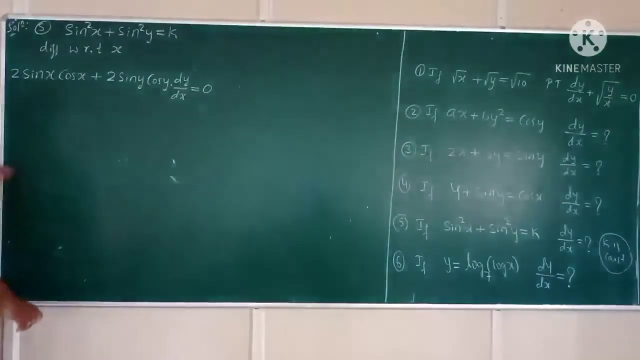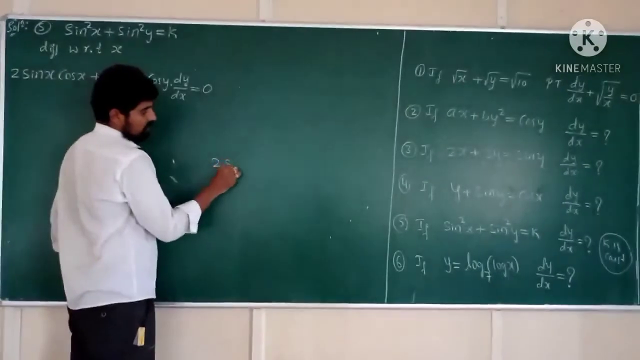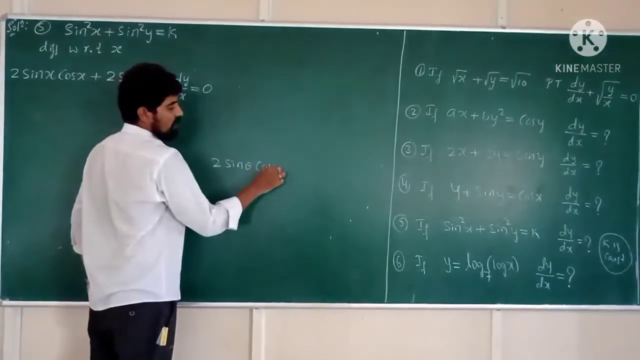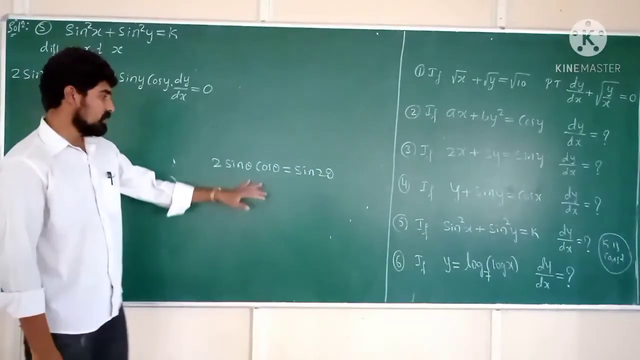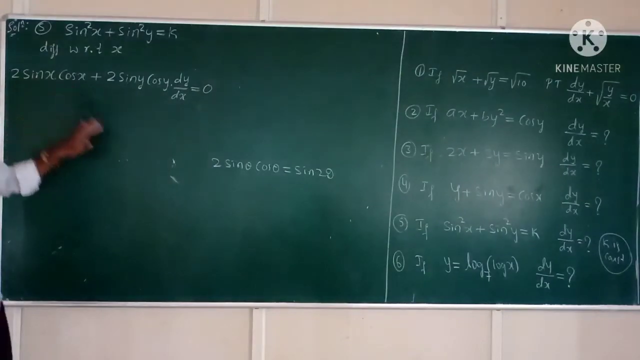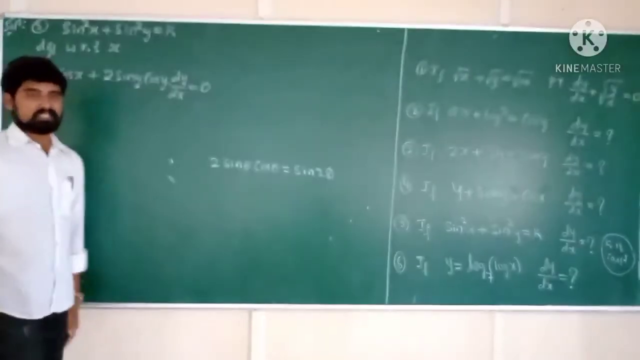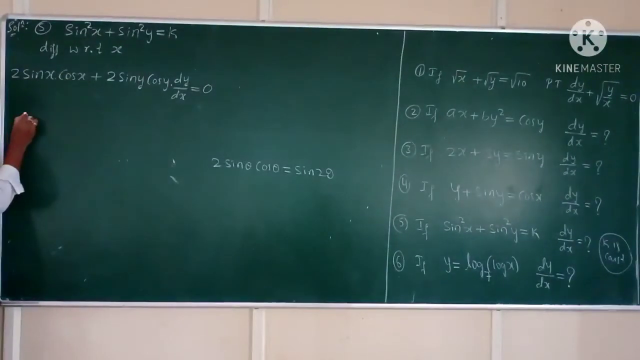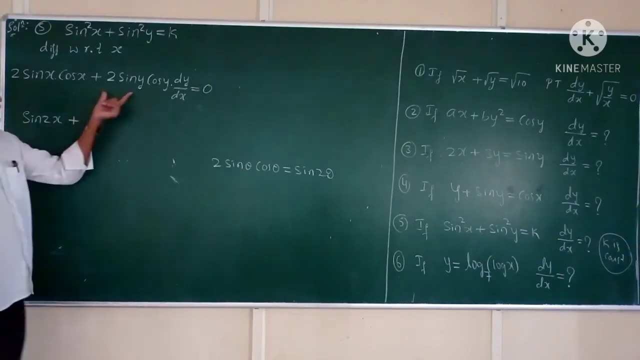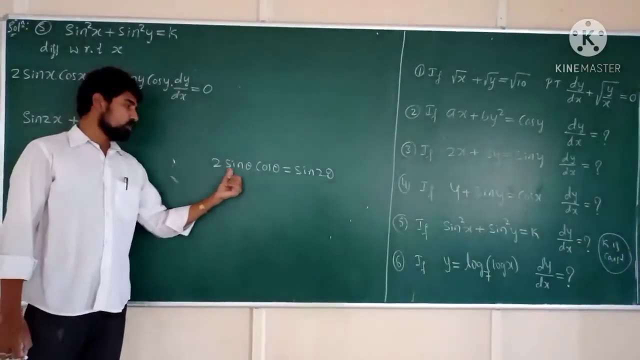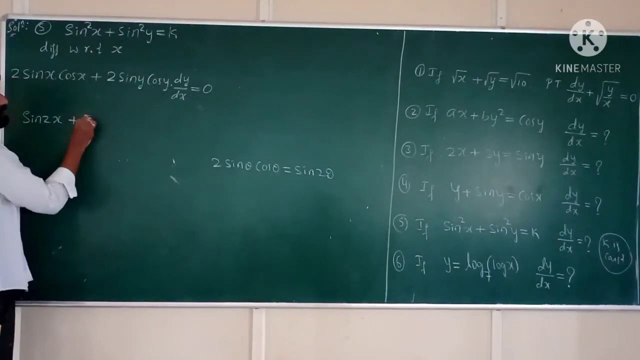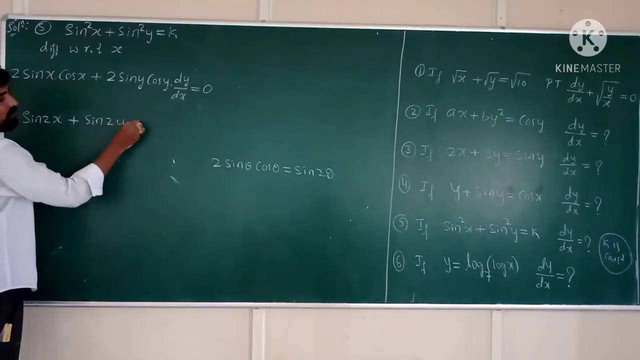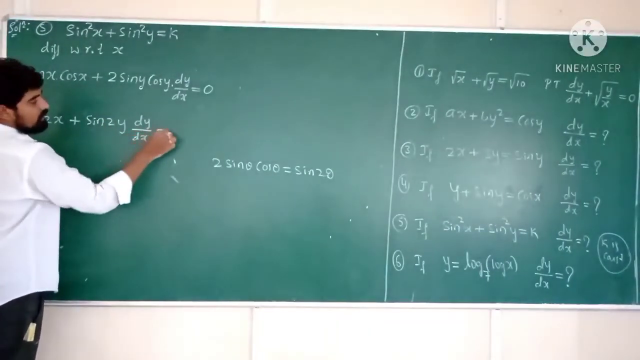0. We know that 2 sin theta into cos theta is equals to sin 2 theta, the formula for double angle. So this 2 sin x into cos x is similar to 2 sin theta into cos theta. Therefore 2 sin x into cos x can be written as sin 2x plus, so 2 sin y into cos y is also similar to 2 sin theta into cos theta. Therefore 2 sin y into cos y can be written as sin 2y into dy by dx is equals to 0.